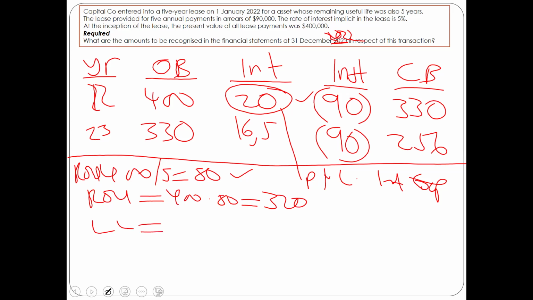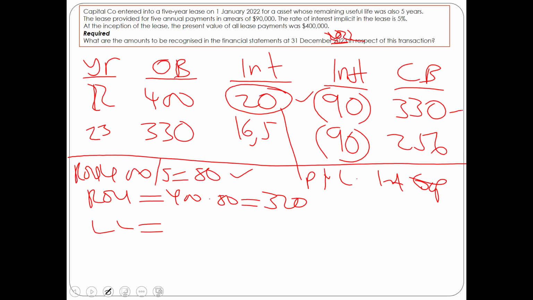In terms of lease liability, just like any other long-term liability, be it a long-term loan, we need to separate between the current portion and the non-current portion. Right. So we know that at the end of 2022, 330 is the amount that we owe. So 330 is the lease liability at the end of 2022. But a portion of this 330 is due at the end of 2023, which means in a year's time.